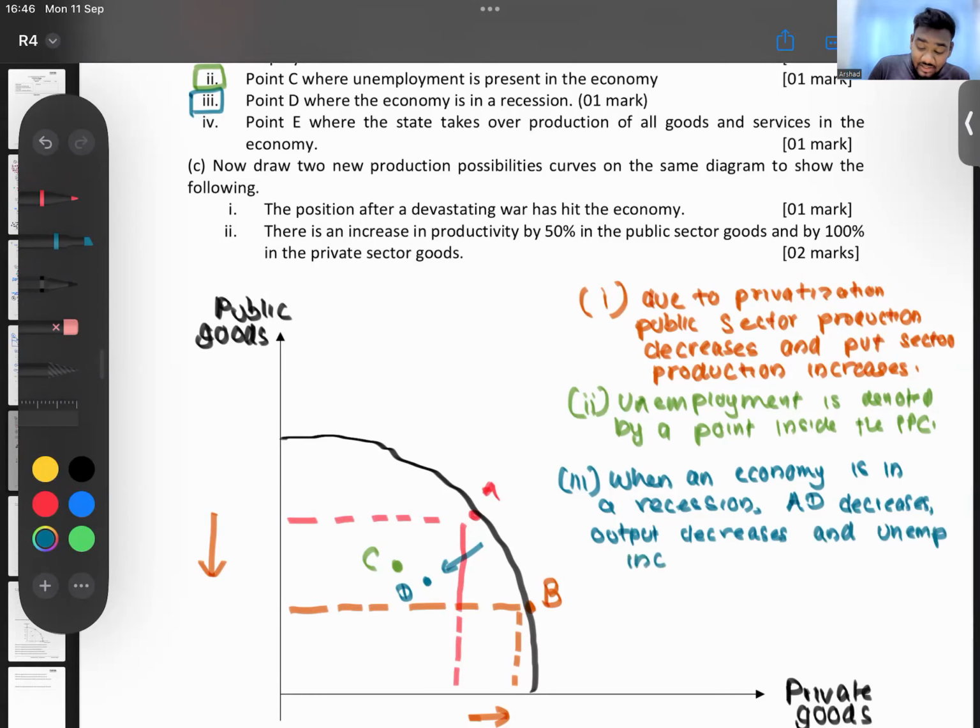Guys, recession is not a long-term thing. A recession is only for around 2 quarters. What is the long-term scenario? If a recession continues for 2 or more quarters, we call it a depression. In a depression, the PPC will shift inward. In a recession, PPC does not shift. Sorry, in a recession, it's a point moving. In a depression, PPC shifts inward. Okay.